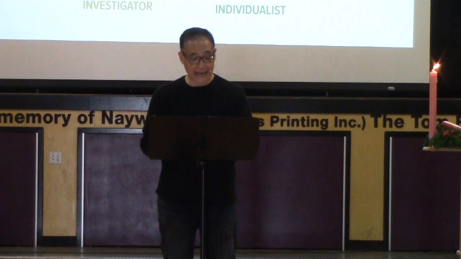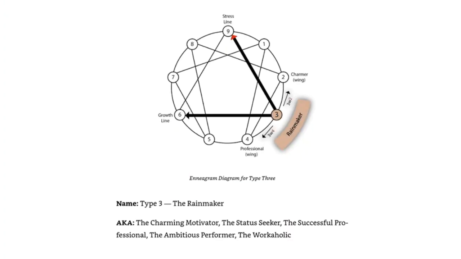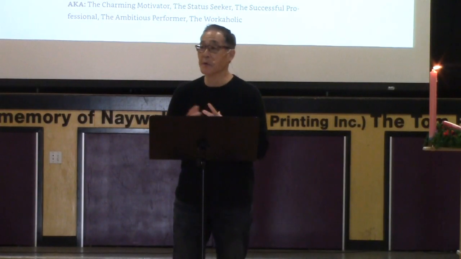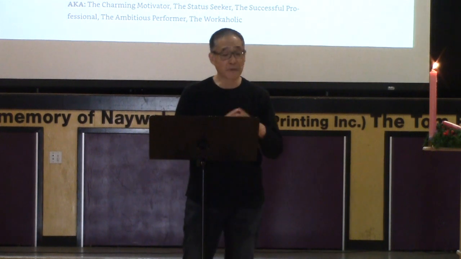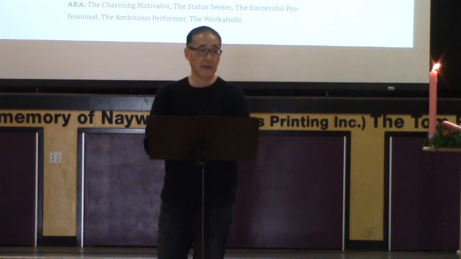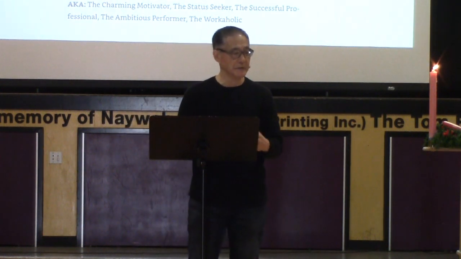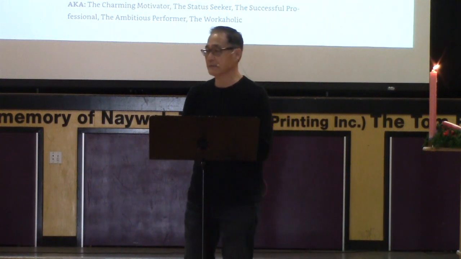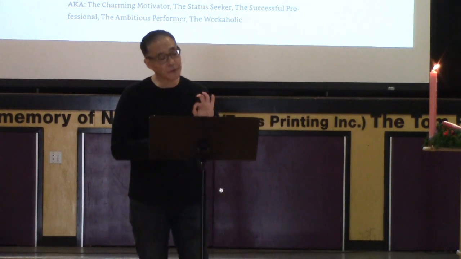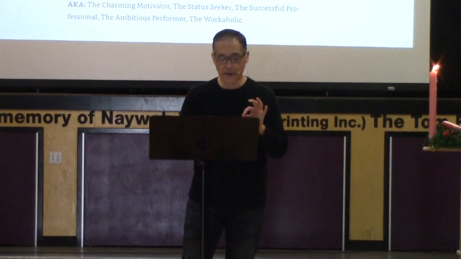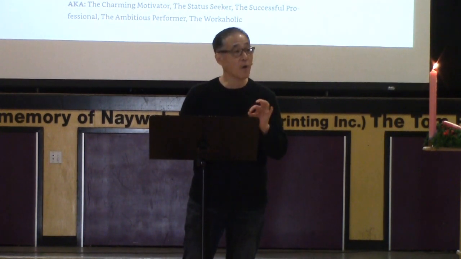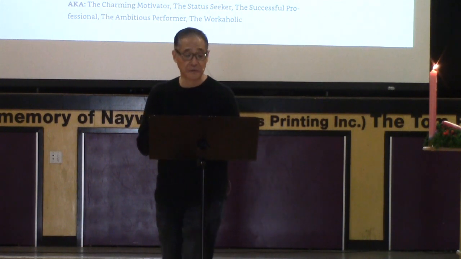This morning, we're looking at personality type 3, known as the Achiever. One other book that I read gave the title of Rainmaker to the type 3, who's also known as the Motivator, the Status Seeker, the Professional, the Performer, and the Workaholic. Type 3s are known to be individuals who are driven, competent, confident, ambitious, and charming, but they can also be approval-seeking, arrogant, narcissistic, overly competitive, and superficial.